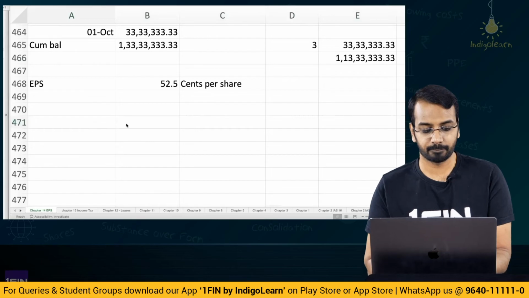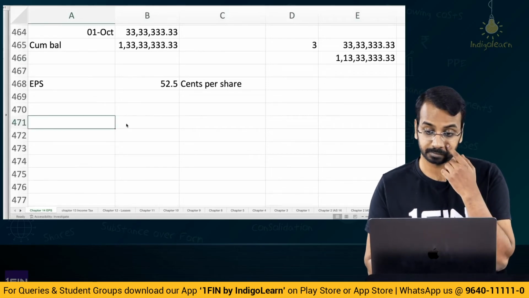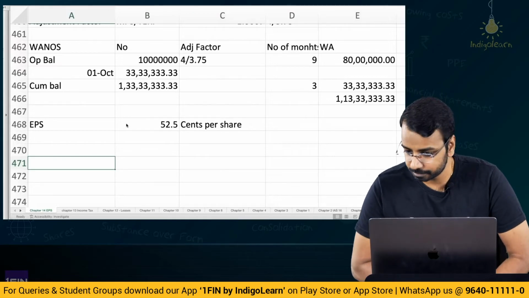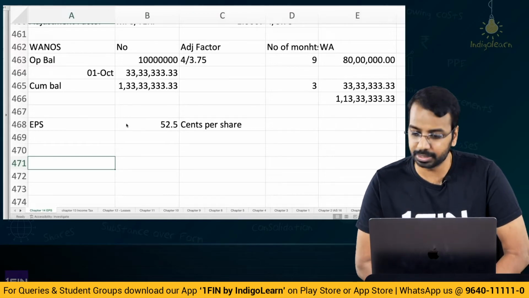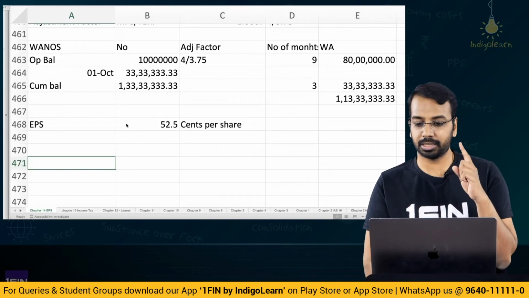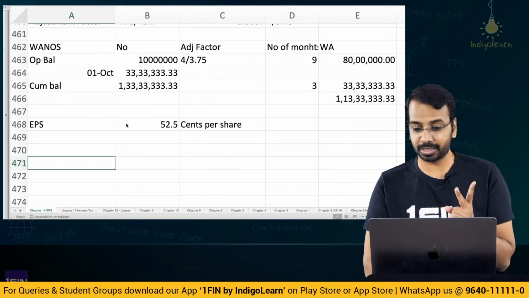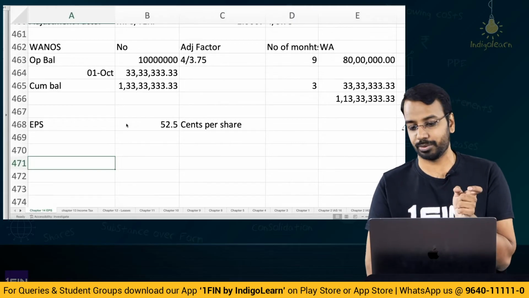Now, one thing, when there is rights issue, we have to remember that there should be a theoretical ex-rights price. And you have to remember that there is an adjustment factor, and we have to adjust. Calculate theoretical ex-rights price. You have to calculate the adjustment factor. Adjustment factor is only on the opening part, the bonus component only.